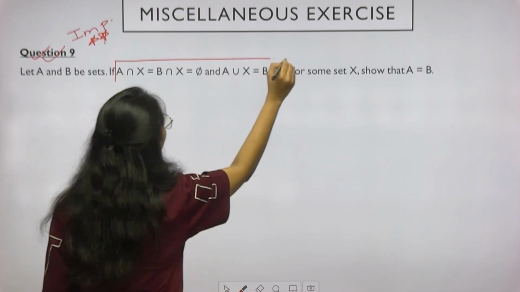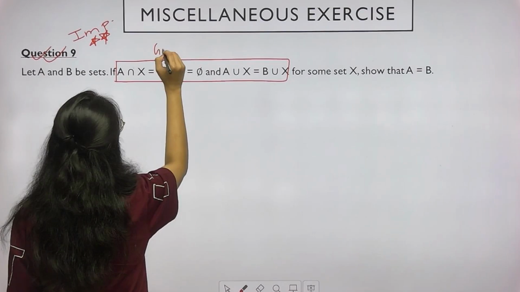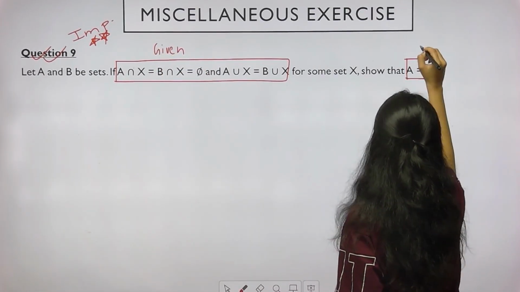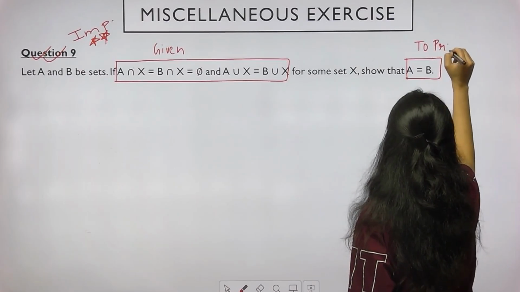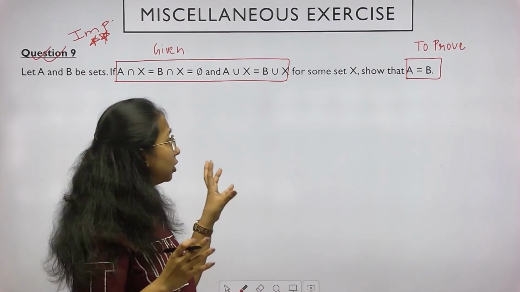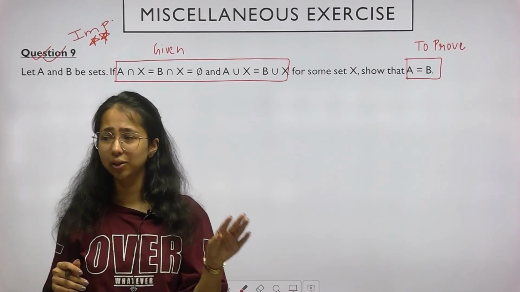So this is the given statement. This is given. Now you need to show that A is equal to B. This is to prove. For this question, I'll give you two alternate methods. You can follow any of the methods.